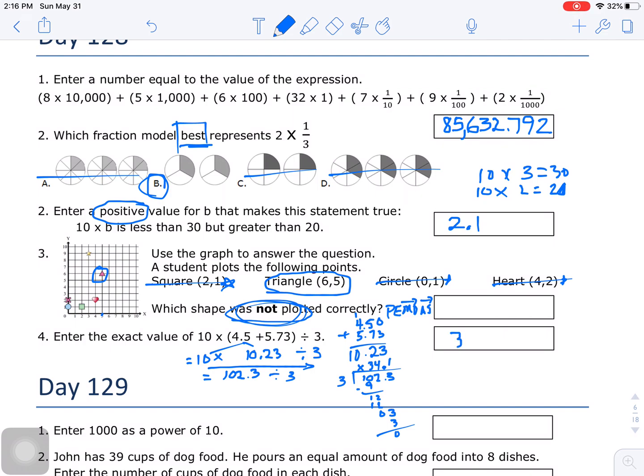So 34 and 1/10. Oh, I forgot to write my answer in the last problem. So I'm going to just draw a triangle. How's that?